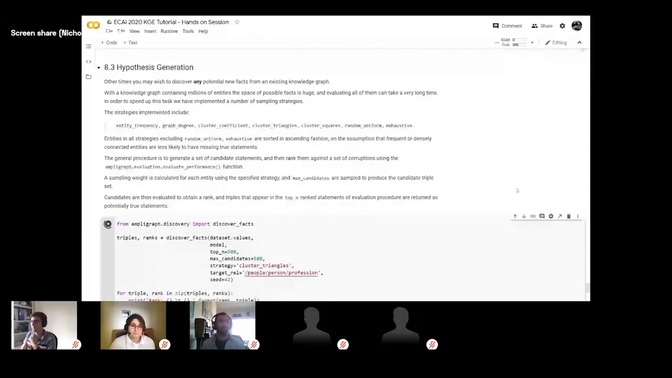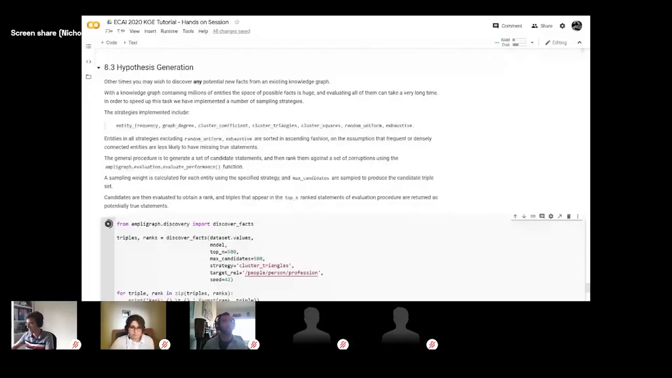In a knowledge graph, the number of potential facts is huge, and evaluating all of them individually can take a very long time. So in order to avoid having to evaluate all of them, we have implemented a number of different strategies, which will sample from the space of possible facts.